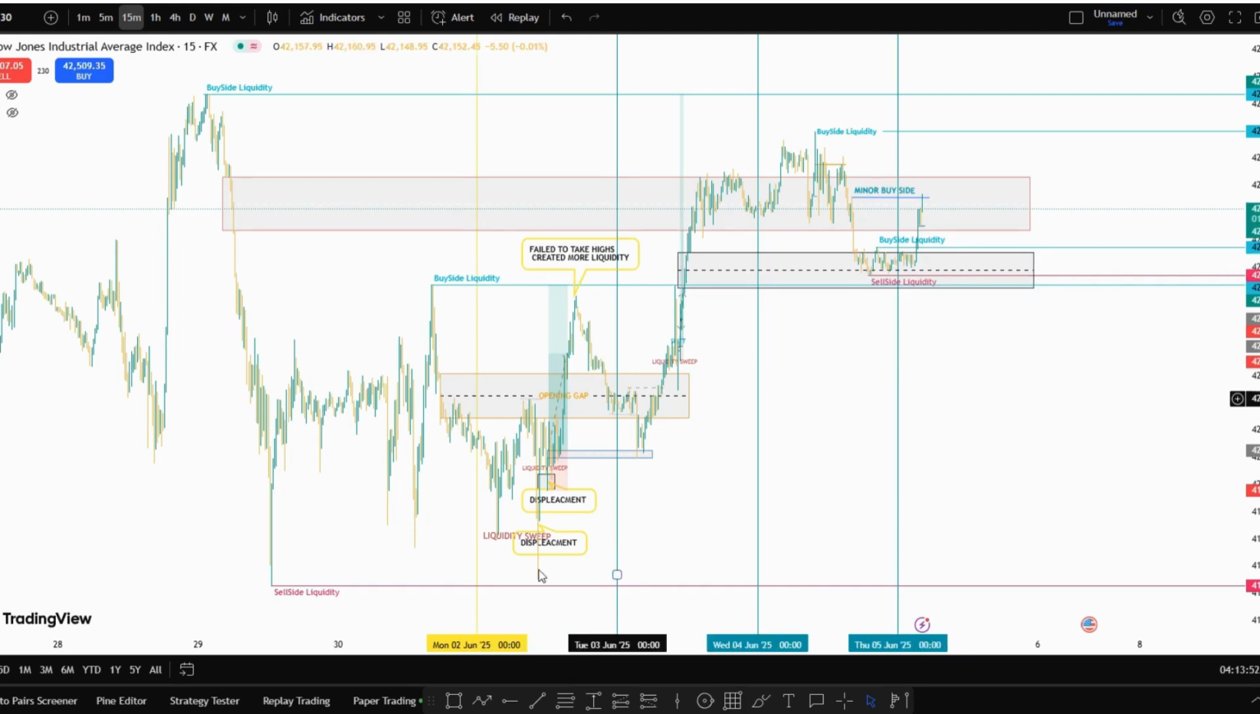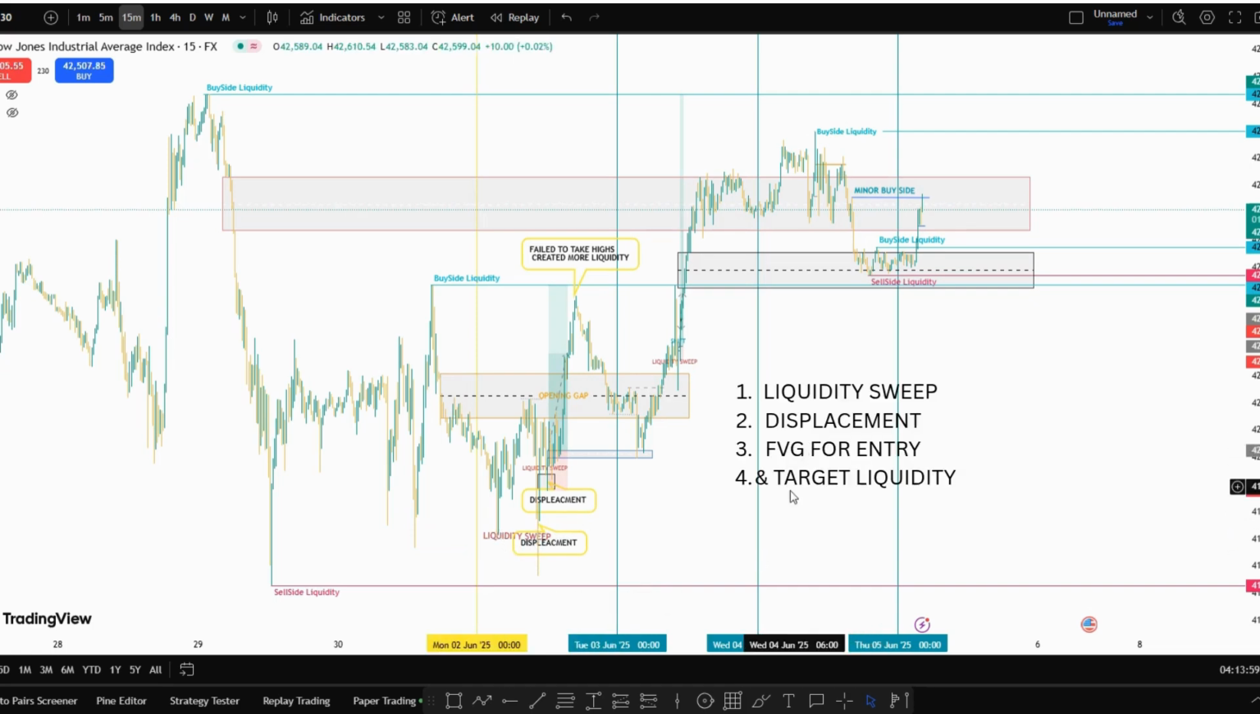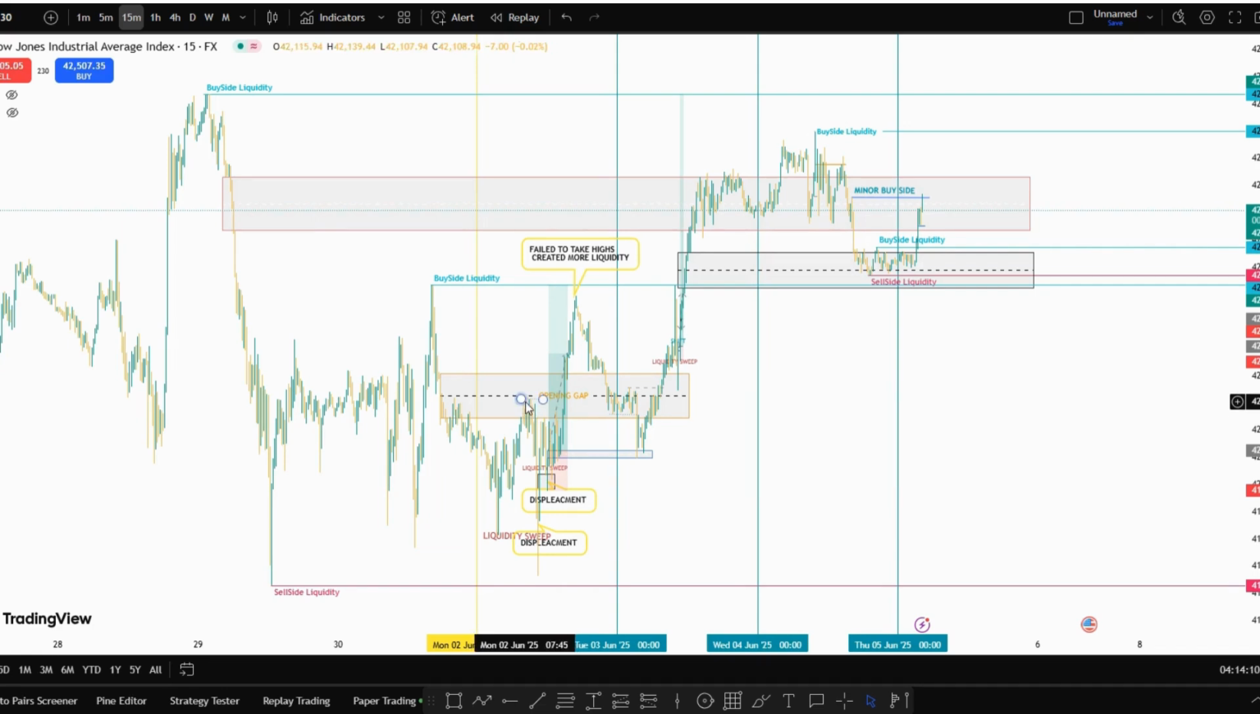So this is how you approach the market. You look for liquidity sweep and displacement. So it's liquidity sweep number one, then it's displacement number two, and then number three is a fair value gap. You trade your fair value gap, and you want to target liquidity. So you want to target minor liquidity as your first target to move your stop to break even, so you stay safe in the trade, and then you want to target your major liquidity.